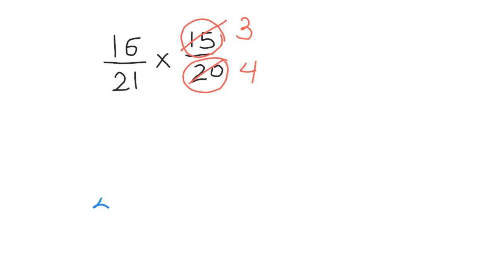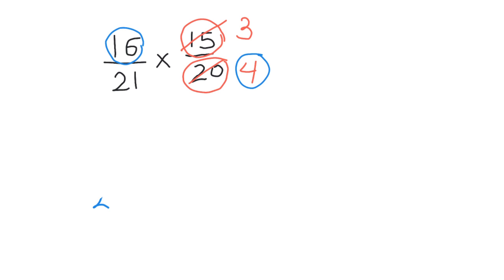From there, we can now compare 16 over 21 times 3 over 4. We could apply the cross product again. Why? Because there is a common divisor between 16 and 4. So let's do that first.